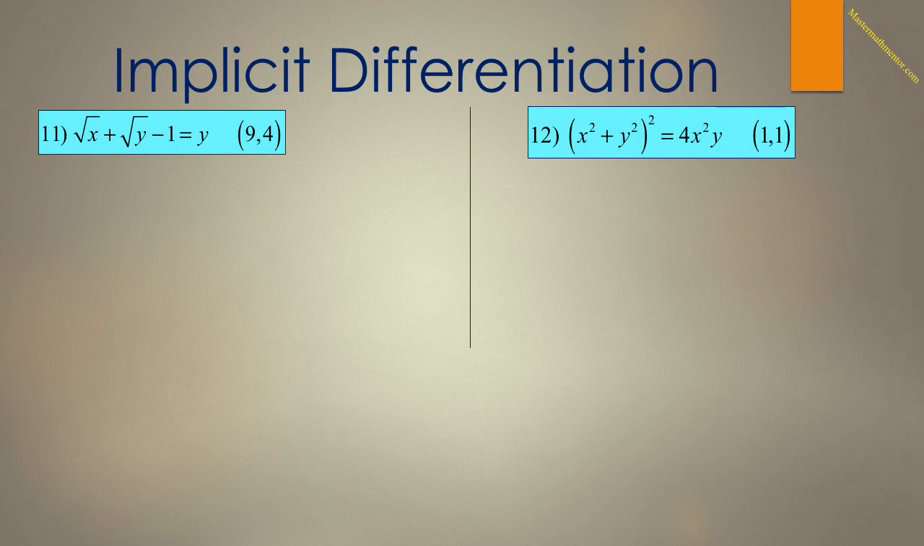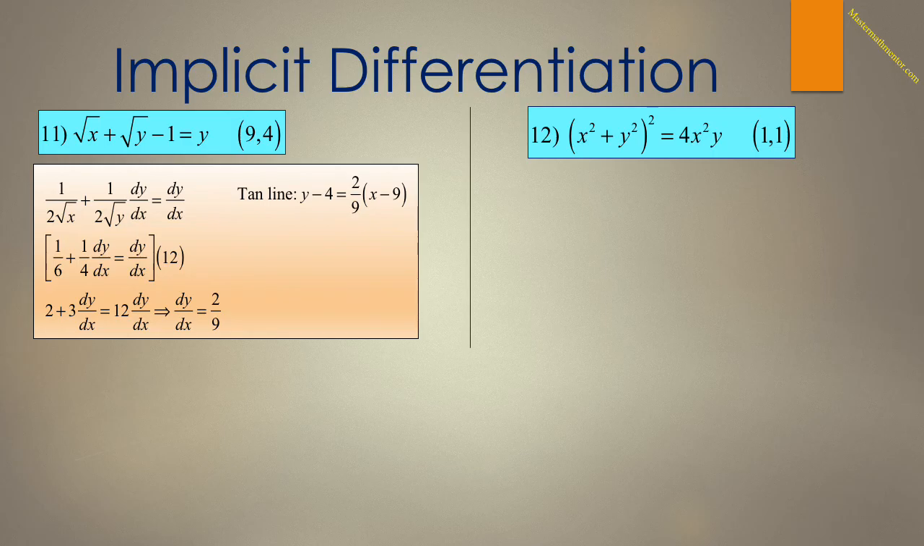In problems 11 and 12, you are given two equations, and you are asked to find the equation of the line tangent to the curve at the given points. Notice that in each problem it would be almost impossible to solve for y, so again we will handle the problem implicitly.